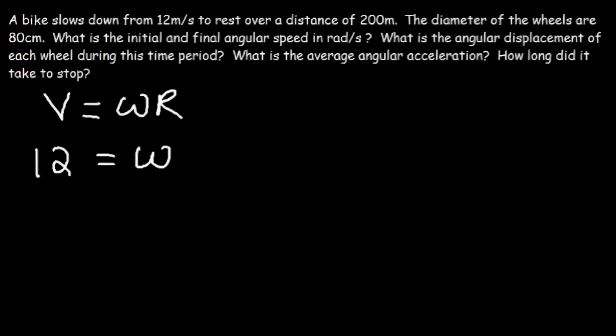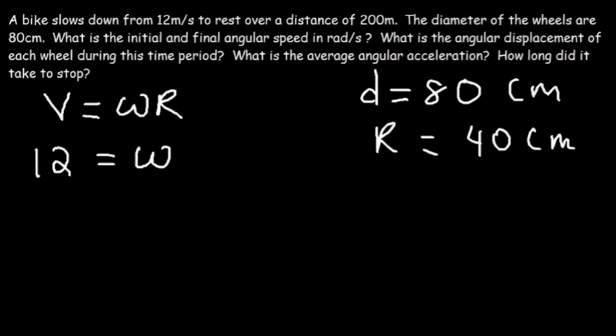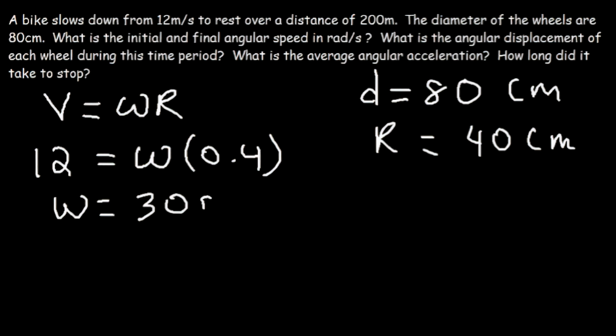Now, if the diameter of the wheels is 80, that means that the radius has to be 40 centimeters, which is 0.4 meters. So 12 divided by 0.4 is 30. So the angular speed is 30 radians per second.